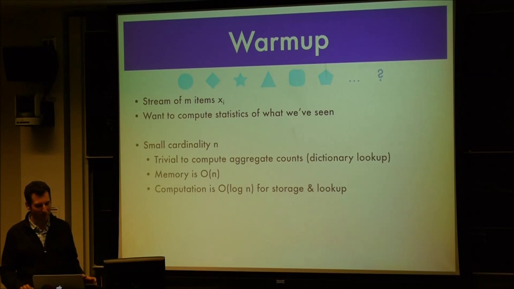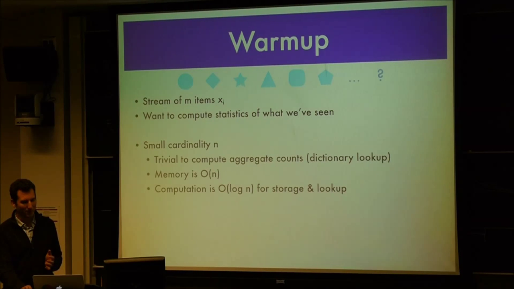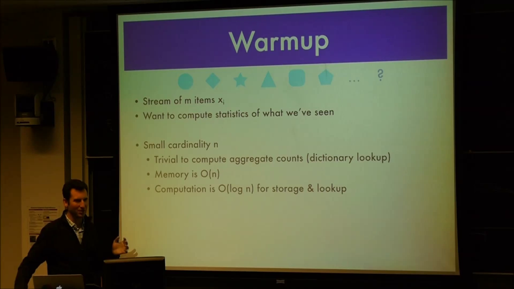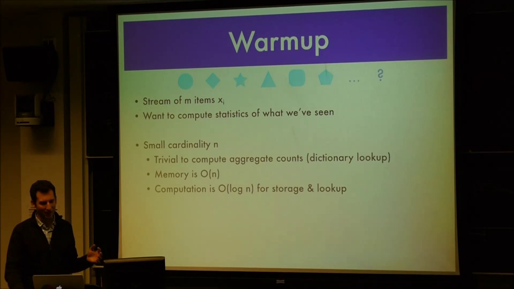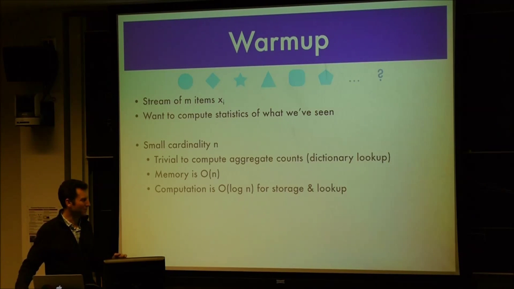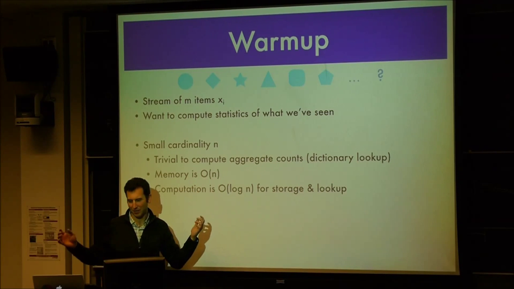So you might want to compute moments. You get some stream of M items, and you want to compute statistics of what we've seen. If we have only a very small number of distinct items, then asking how many times you saw a particular item is trivial. You just create a lookup table. Each time you see a new item, you add it to that table, you increment the counters, and that's it. If I have n distinct items, then cardinality is order n, and computation for storage and lookup is order log n, because I need to address this. So, easy.